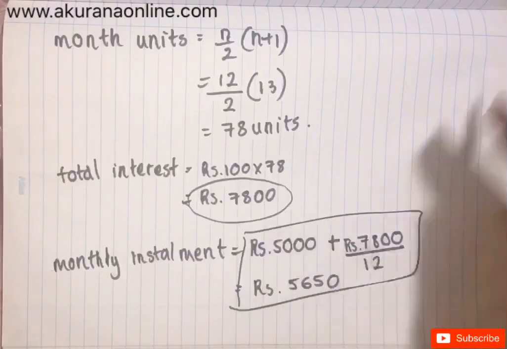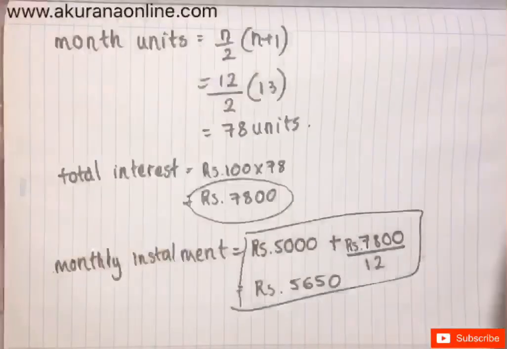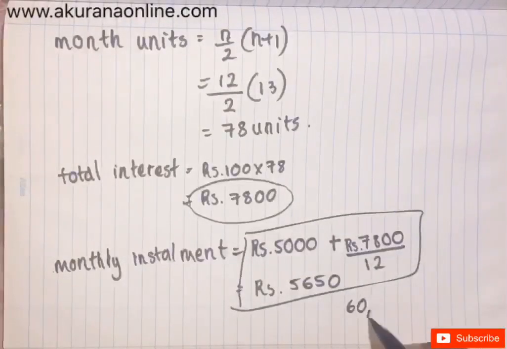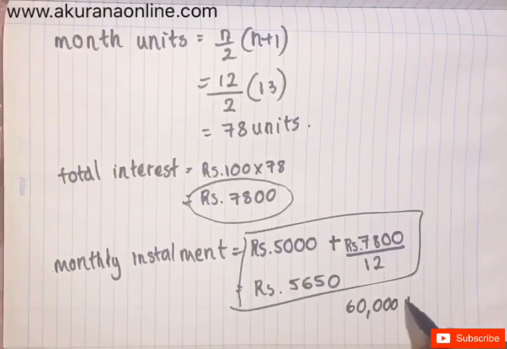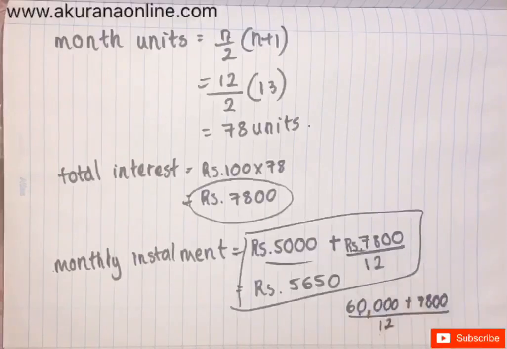Altogether, after paying this 20,000, a balance of 60,000 is left. Therefore, you can add 60,000 plus interest, which is 7,800. This you can divide by 12. The same thing. When you divide 60,000 by 12, you will be getting 5,000. So I divided only this part.